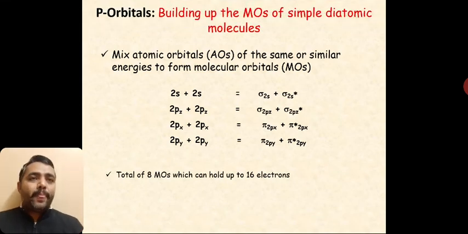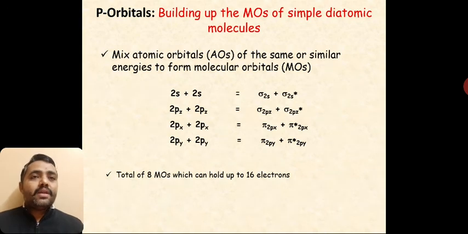The p orbital. Before, we discussed only s orbitals; we can take 1s, 2s, 3s, 4s, no problem at all. An s orbital is spherical, and whether it is a 1s orbital or a 7s orbital, all are spherical. Then you can discuss the p orbital, building up the molecular orbitals of simple diatomic molecules.